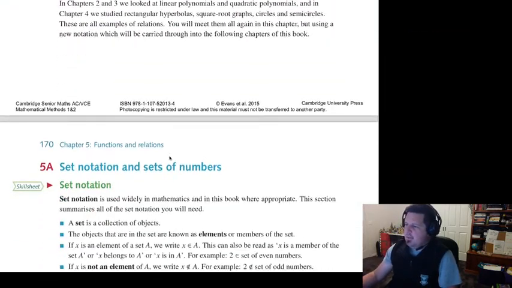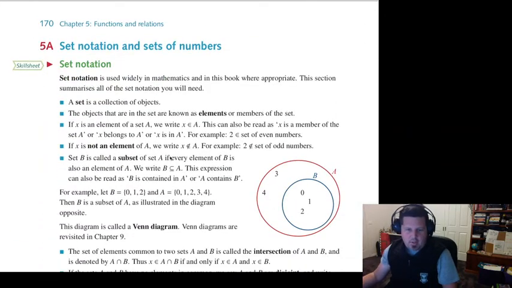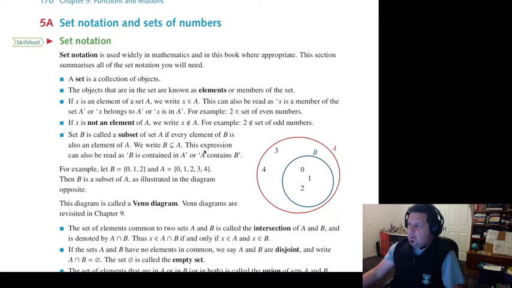Now, I don't know how to break this news to you, but there is some theory that you need to get an understanding of. Yep, some new words, some symbols and things like that that you need to actually think about and try and get your head around. So first thing we're going to have a chat about in this exercise 5A is looking at what's called set notation.